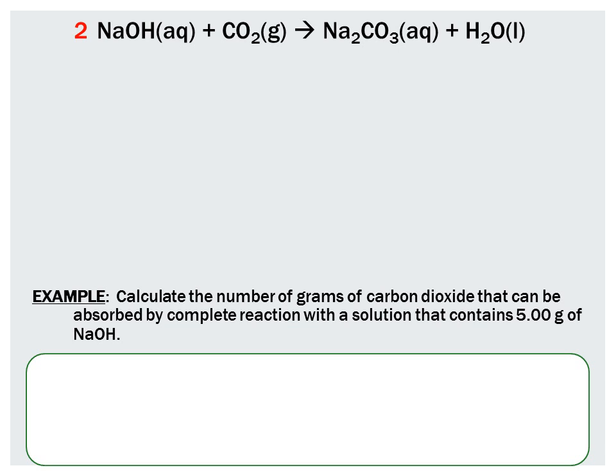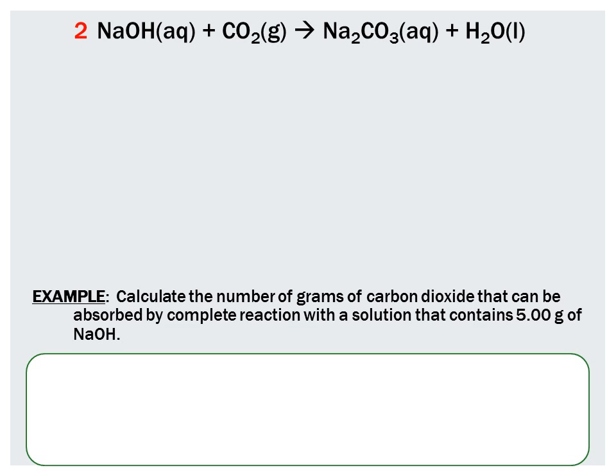Well, I actually have to count oxygens, hydrogens, and everything separately here. So I have 2 hydrogens. I have 2 hydrogens over here. I have 1 carbon and 1 carbon, and I have 2 plus 2, which is 4 oxygens, and I have 4 oxygens over here.